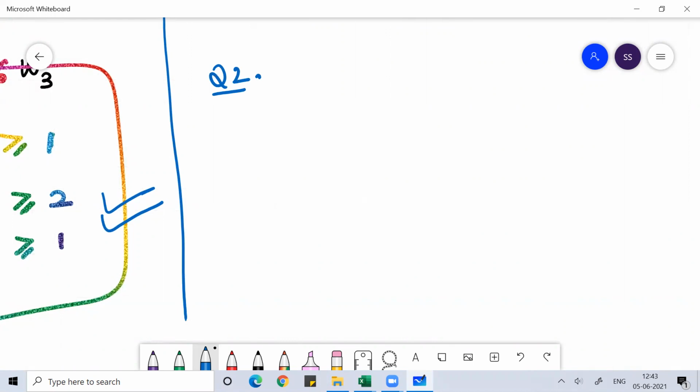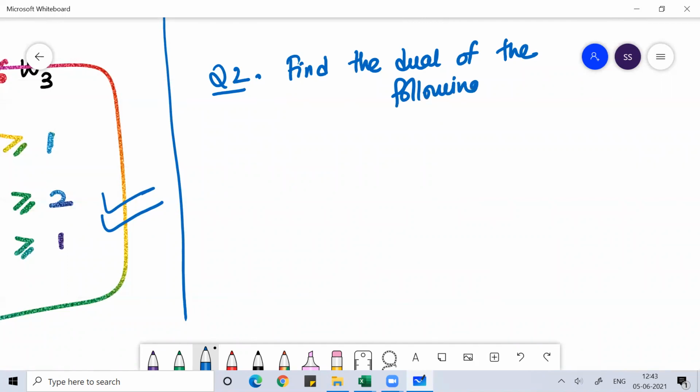If I ask you to find the dual of the following LPP, where the objective function is maximize z equal to 3x1 minus x2 plus x3.